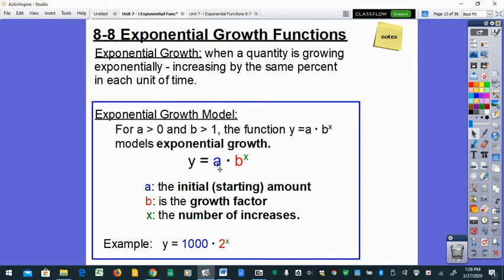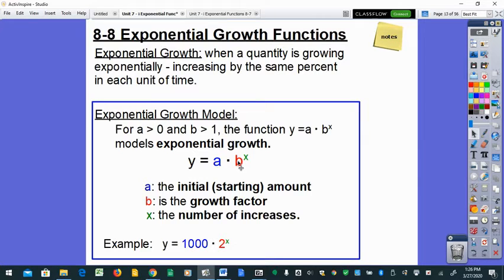Basically, the A is our starting amount. So if you put $500 in the bank, or the population of a certain town was 20,000 to start, that would be your A. Your B is called your factor, and if that B is greater than 1, it's a growth factor. You might remember if it's less than 1, it will be a decay factor, which we're going to talk about in our next video.